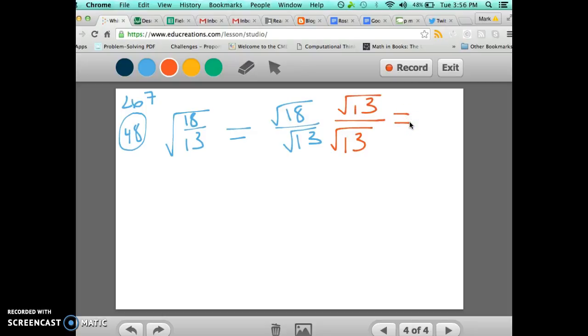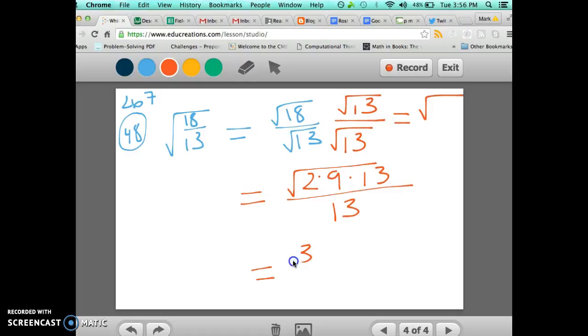Alright, so 18 times 13 equals square root. I'm going to change the 18 to 2 times 9, and then bring in the 13. And on the bottom, I just have 13, because look, square root of 13 squared is just 13. And that was the purpose. Now I have a rational denominator. On the top, I'm going to pull out the 9. Square root of 9 is 3. The 2 and the 13 make 26. So my answer is 3 root 26 over 13.